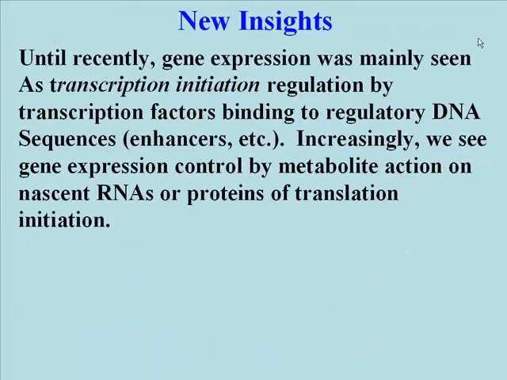To summarize, until recently, control of gene expression was thought to be a matter of cells controlling the initiation of transcription. Most regulation was thought to be by transcription factors binding to regulatory DNA sequences, such as enhancers. The forms of gene regulation shown in this presentation reveal that gene expression can be controlled at many points between the synthesis of the message, its translation to a polypeptide, and the longevity of the messenger RNA in the cytoplasm.